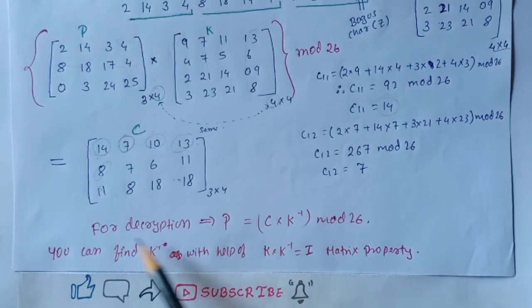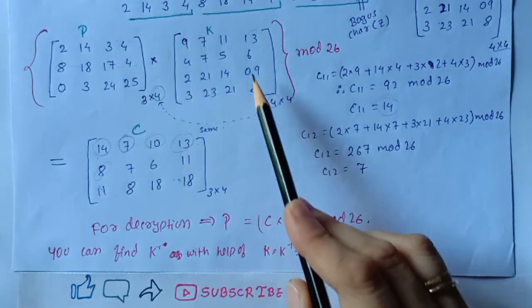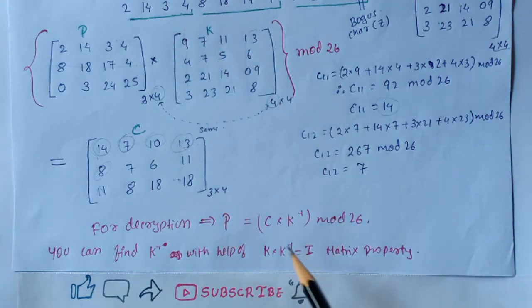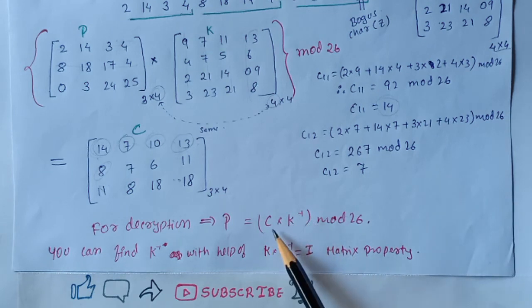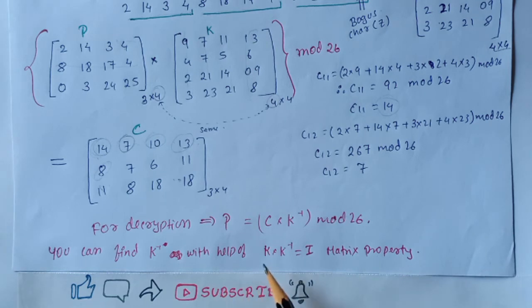And for decryption we will find the plain text with the help of the inverse key matrix. So first we have to find the matrix inverse of this key matrix, and then we can find C into key inverse mod 26. You can find the key inverse with the help of this rule, that is key into key inverse is equal to I. This is one of the matrix properties.